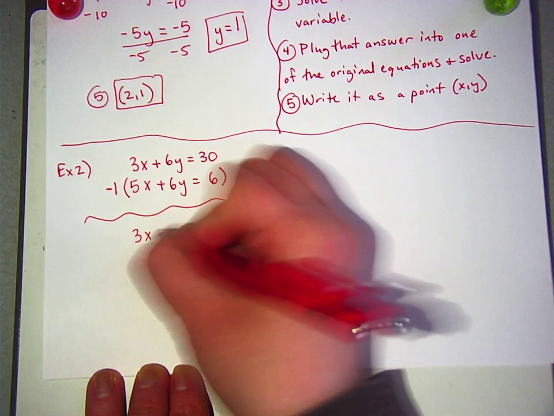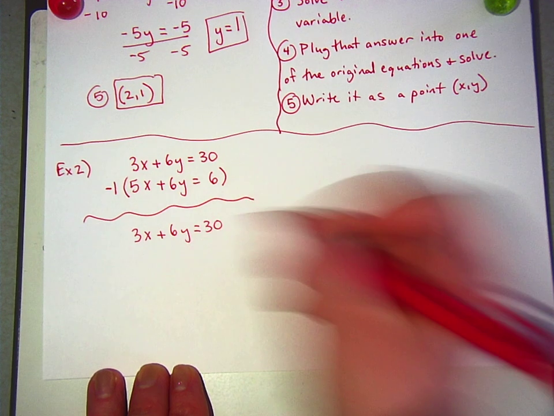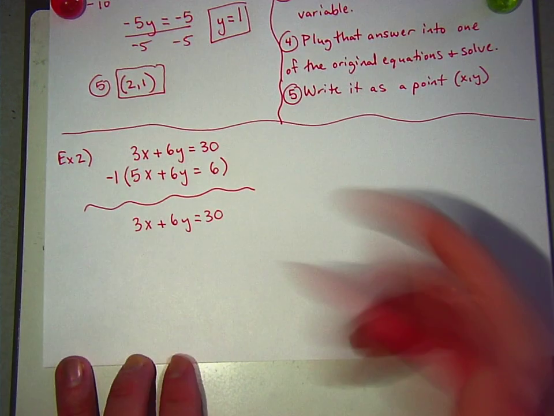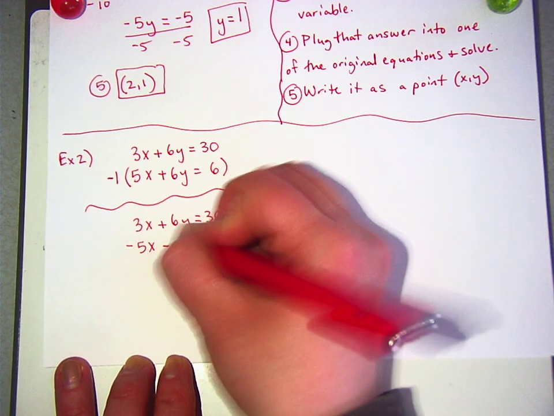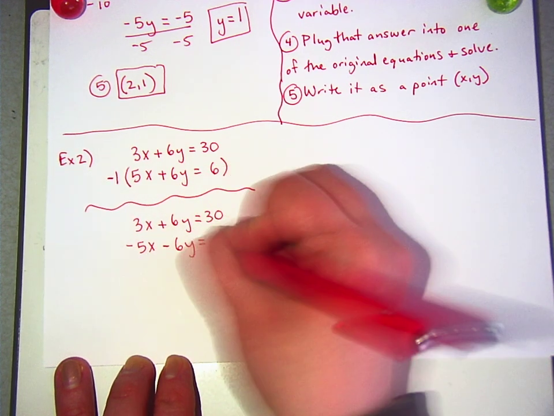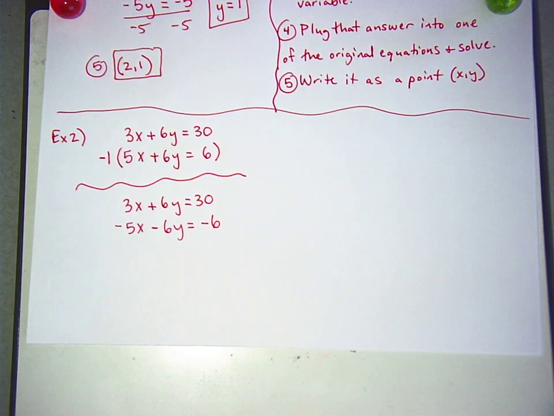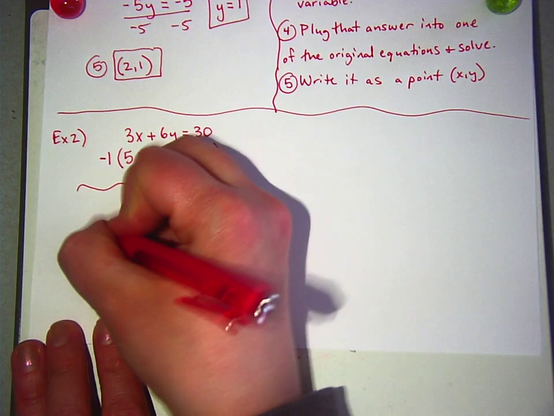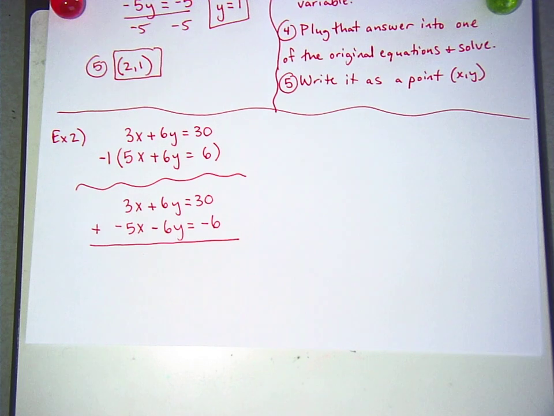And then I'm going to rewrite the two equations. So I'm going to write 3x plus 6y equals 30. See how I kept the top one exactly the same? And then the bottom one turns into negative 5x minus 6y equals negative 6. So everything became negative when I multiplied by a negative 1. Now, when I add these together, do you see now that our y's will cancel out?